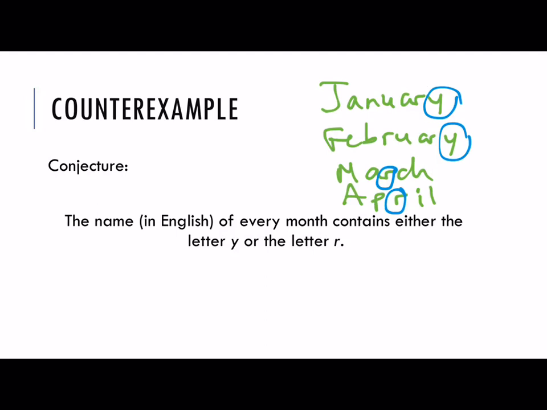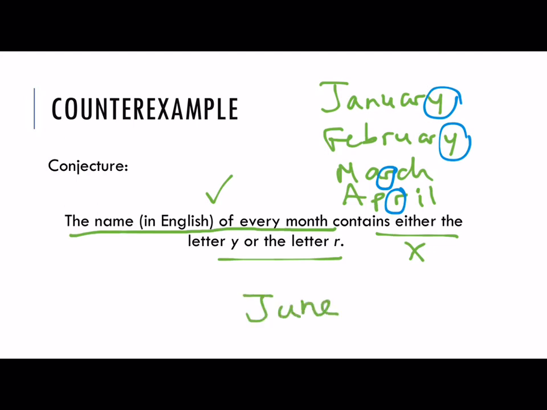Well, if we wanted to prove that that's not true, we would need to come up with an example that meets all the conditions of this conjecture. So it would need to be this first part. It would have to be the name in English of a month, and then we need to contradict the conclusion of this conjecture. We need to come up with an example that does not contain Y and does not contain R. All right, so you can probably think of your own examples here, but all we would need is one to show that this is a false statement. So maybe you come up with the month June. That would be a good counterexample.